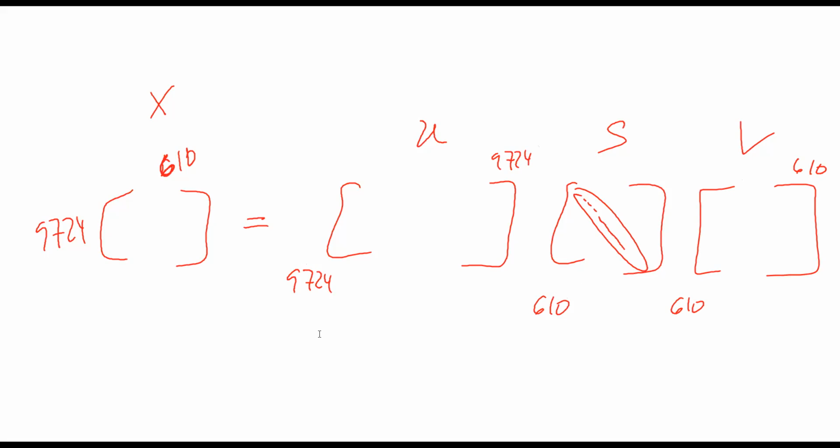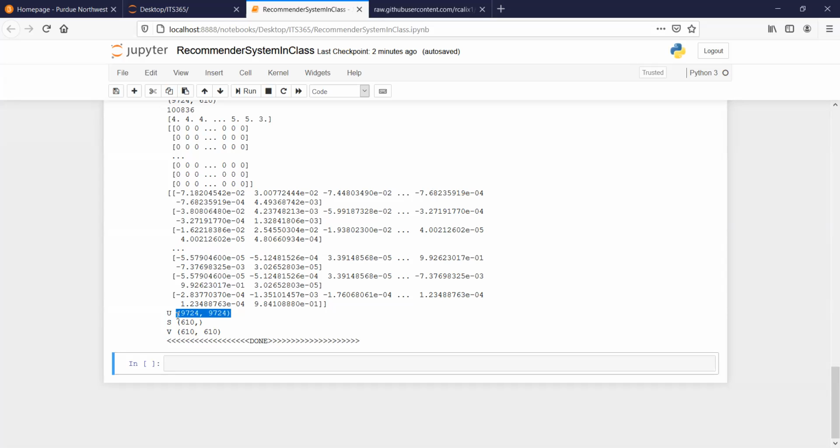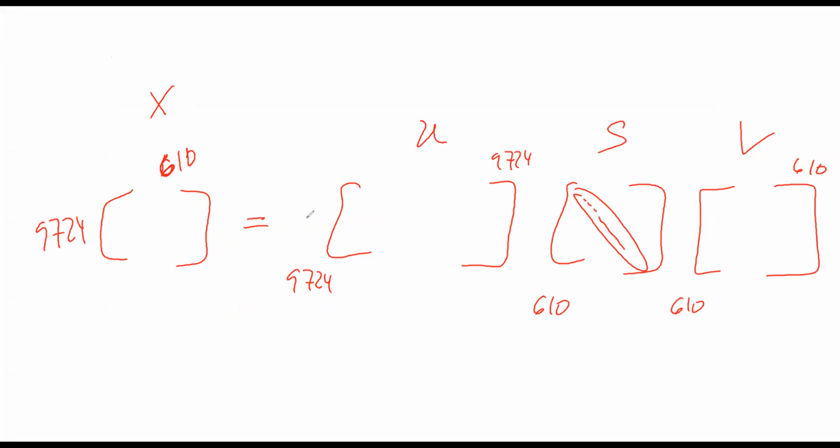So if we look at the code output, we see something very important. It's 9,724, the other one is 610, and then this one is 610. Okay? That's really something important, because if we go back to the whiteboard, it's saying this is in relation to movies. So this is all about movies. This one is 610, so obviously all about users.